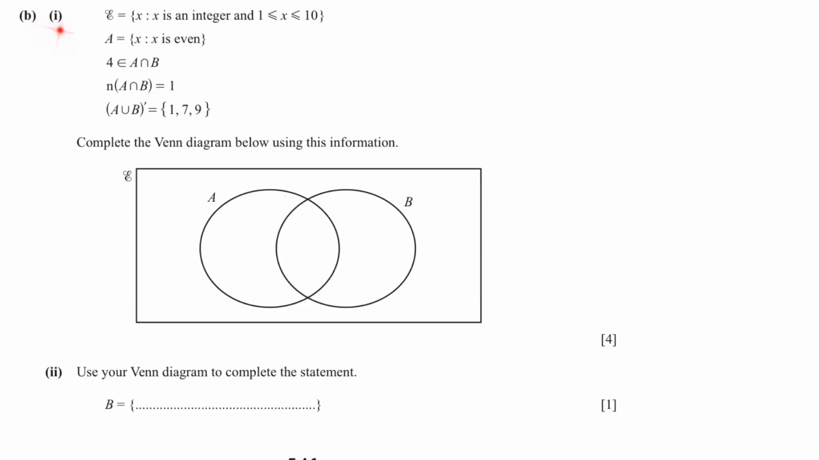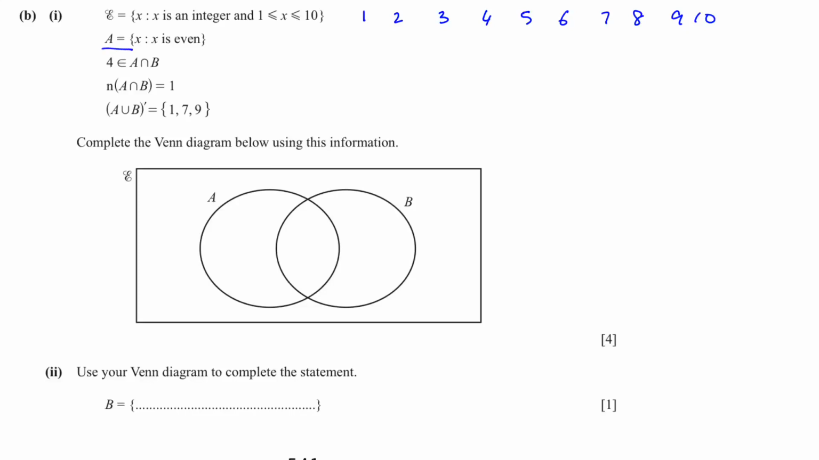In question number B1, element X is such that X is an integer and 1 is less than or equal to X and X is less than or equal to 10. So let's write down the numbers in the element set. We have 1, 2. Integers means full numbers. So 1, 2, 3, 4, 5, 9 and 10.